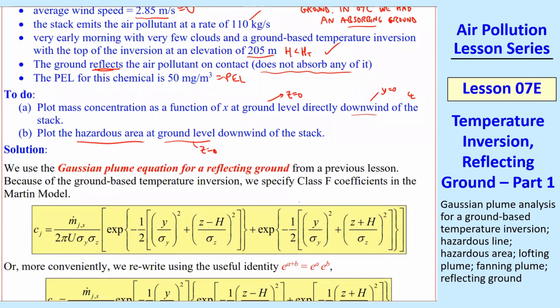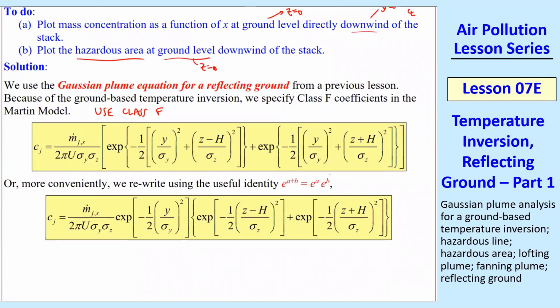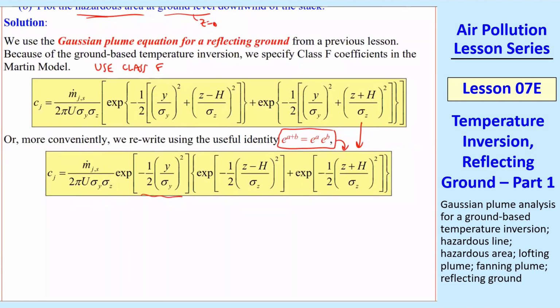Let's use the Gaussian plume equation for a reflecting ground. So I looked back at one of the old lessons and got this equation, or also on the equation sheet. The only thing we have to be careful about, since we're inside the temperature inversion, the plume is entirely in the temperature inversion. We use class F, so make sure you have the proper coefficients there. The first thing I did was some algebra for you. I used this mathematical identity that we've been using many, many times and made this equation into this equation. So I just separated the y out by itself so that we can do part B, calculate this hazardous area easily. So how do we solve this problem?